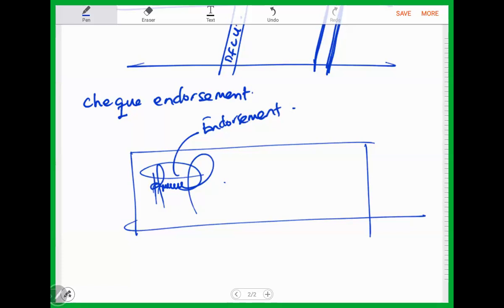So once you're given a check, you can always ask that person, could you please go ahead and endorse this check before I present it for payment? So someone goes ahead and endorses it. The person who has authority to do so is the one who actually does that kind of endorsement.